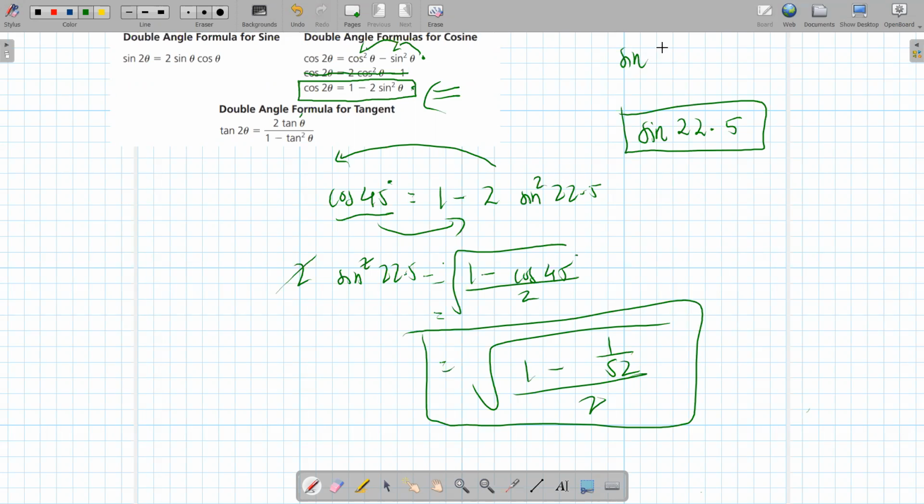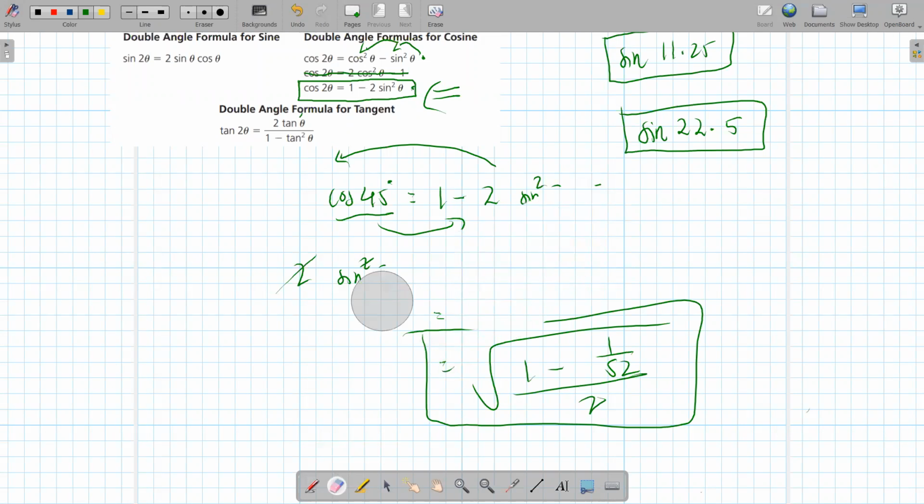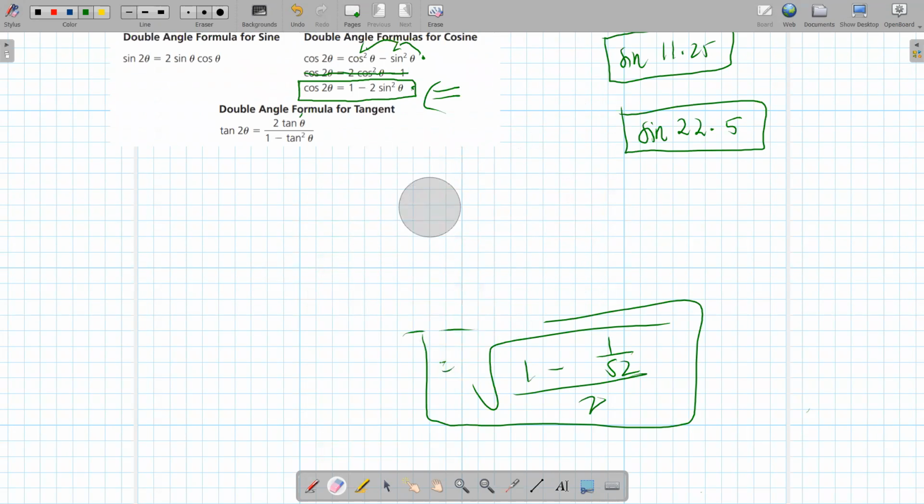Find the exact value of sine 11.25. Use the same formula. So how do we set this up? You do cos of 2 times 11.25, so that'll be cos of 22.5, which equals 1 minus 2 times sine 11.25 whole squared. But here's the caveat. What in the world is cos 22.5?